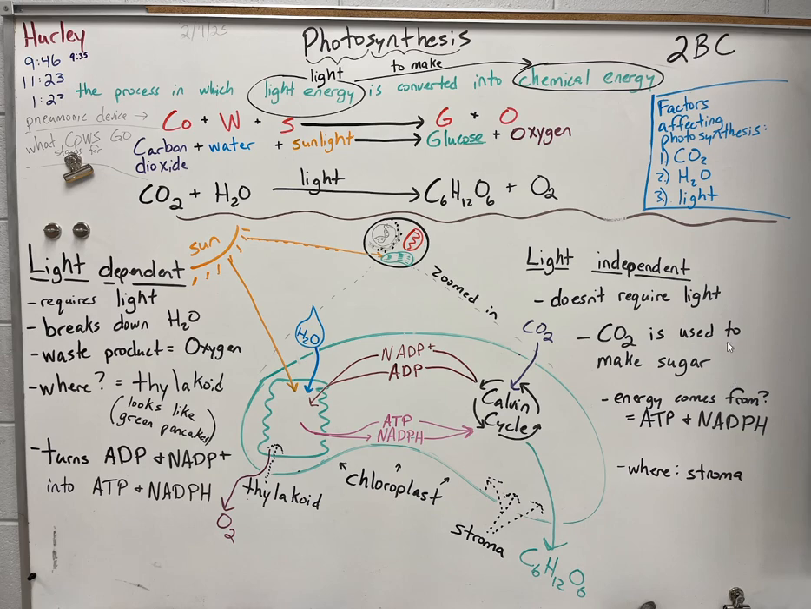And then over here again, verbally, we've explained it, but in written form, it doesn't require light. CO2 is used to make sugar. And energy, where does energy come from? Energy comes from not the sun, because it's light independent. It comes from the ATP and the NADPH. And where this happens is in the stroma. So I hope that makes sense.